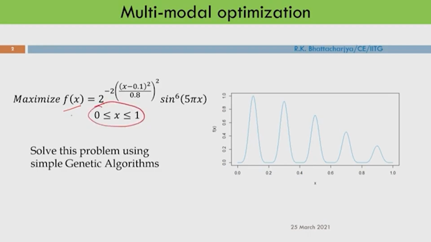Now if I plot this function, I have shown you the plot here and you can see there are several optimal points. If I maximize, I can say that this particular solution is the global solution and the others are basically local solutions. So these are all local optimal solutions, and one of them, the best solution, is the global solution.